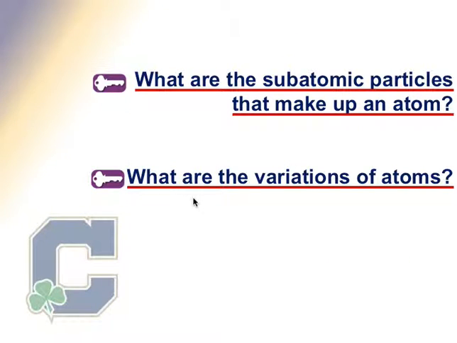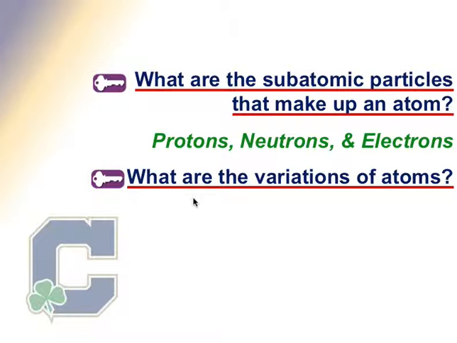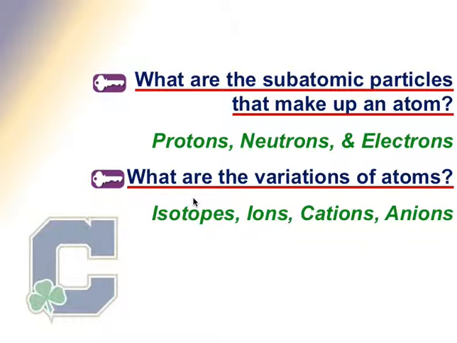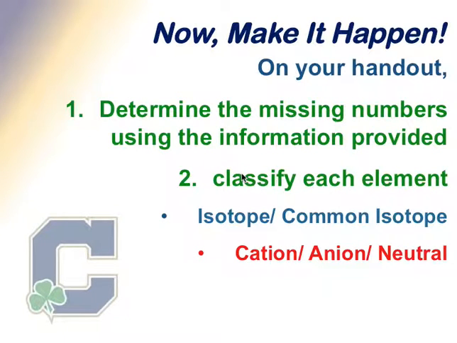So what are the subatomic particles that make up an atom? There's protons, neutrons, and electrons. And what are the variations of atoms? Remember that there's isotopes and there's ions, and then inside the ions there's either cations or anions. Cations are always positive, anions are always negative. Now, let's make it happen.